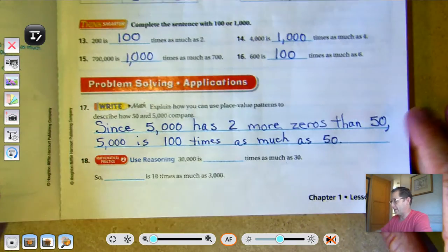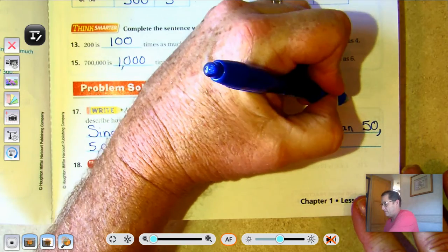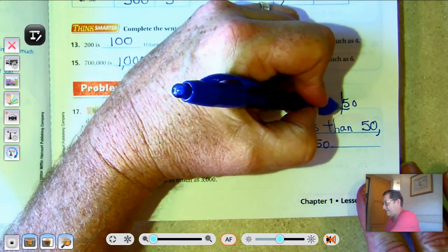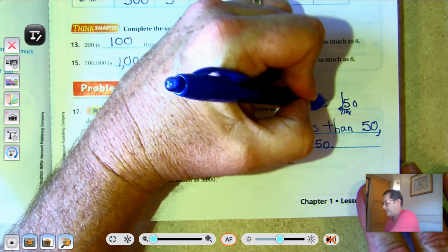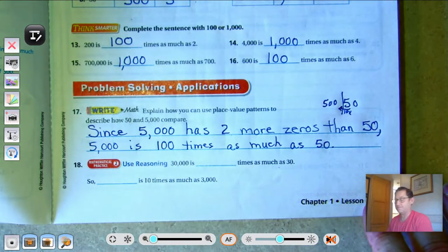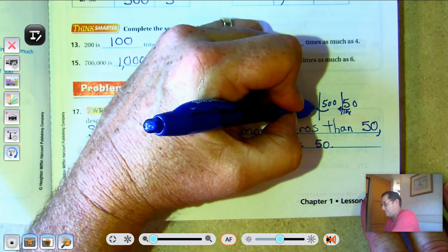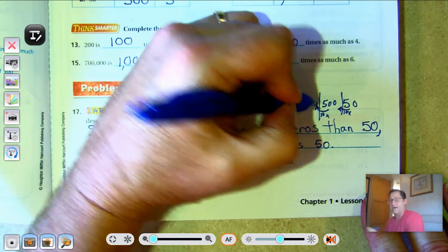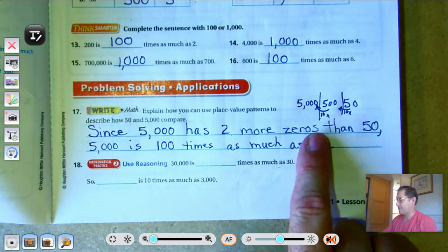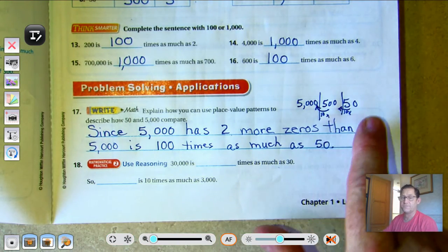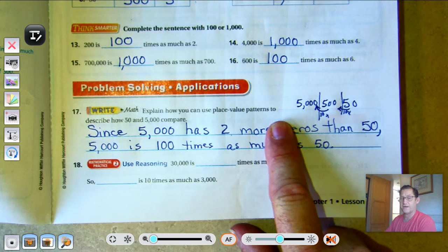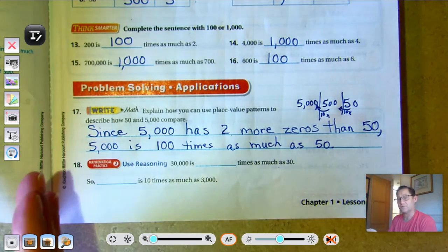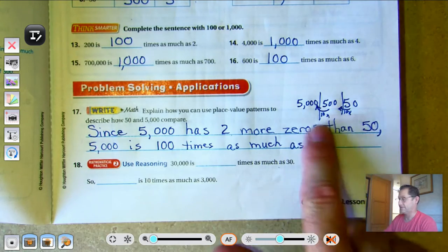And so we can show that too. We can work that out. So we go from 50, and we're going to go 10 times greater. That would be 500. And if we go 10 times greater than 500, we'd be at 5,000. So how many place values did we move from 50 to 5,000? Two place values. Each place value is 10 times greater than the previous one. So 10 times 10 is 100 times.